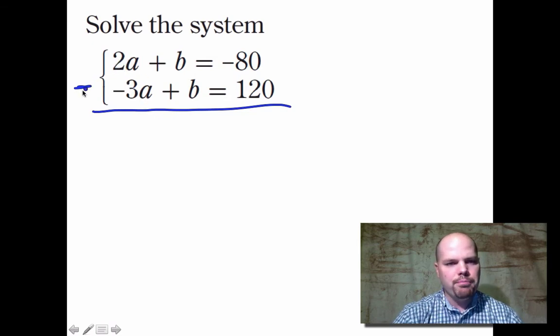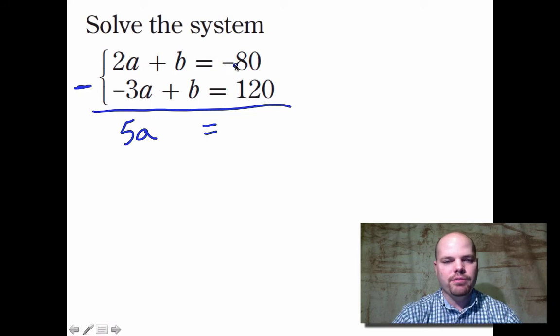So 2a minus a negative 3a ends up being 5a. So you can see subtraction can be a problem, keeping the signs straight. So if you're more comfortable with just addition, change this to plus 3a, minus b, and minus 120, that's a good bet too. All right, we're subtracting though. 2a minus negative 3a is 5a. b minus b is 0b, so we've eliminated that variable. Negative 80 minus 120 is negative 200.